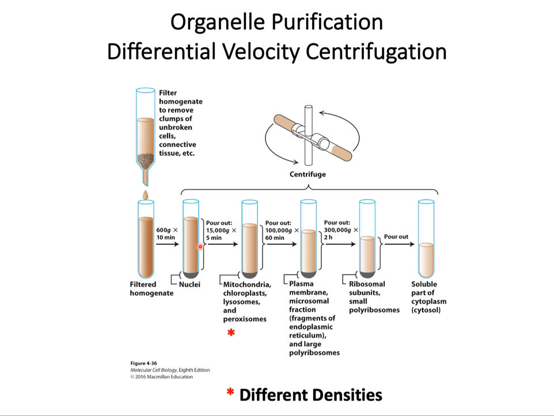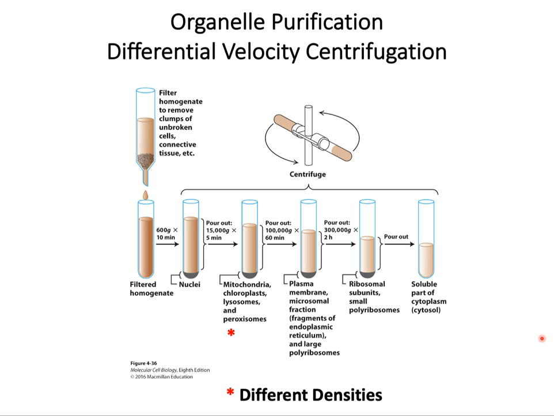But if you want to study other cell organelles, you can take the supernatant from that pellet and apply higher speed spins. In this example, it is 15,000 G for 5 minutes, and under those conditions, you will pellet mitochondria, chloroplasts from plant cells, lysosomes, and peroxisomes. You can take the supernatant and subject it to higher or longer spins. In this case, 100,000 G for 60 minutes.